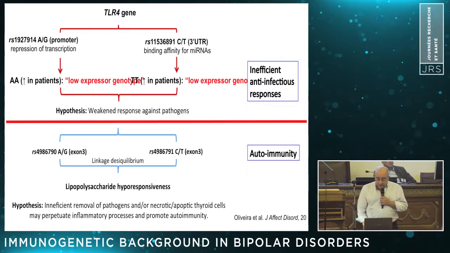And we have hypothesized that the first two associated SNPs were associated with a low expressor genotype of TLR4. So this low expression may render the patient susceptible to an infectious event. In the second example, we know that the two SNPs change the conformation of the TLR4 molecule, and in this case, we can fall into the theory that after stimulation by an antigen and repeated stimulation, there is a breakdown of tolerance and appearance of autoimmunity.